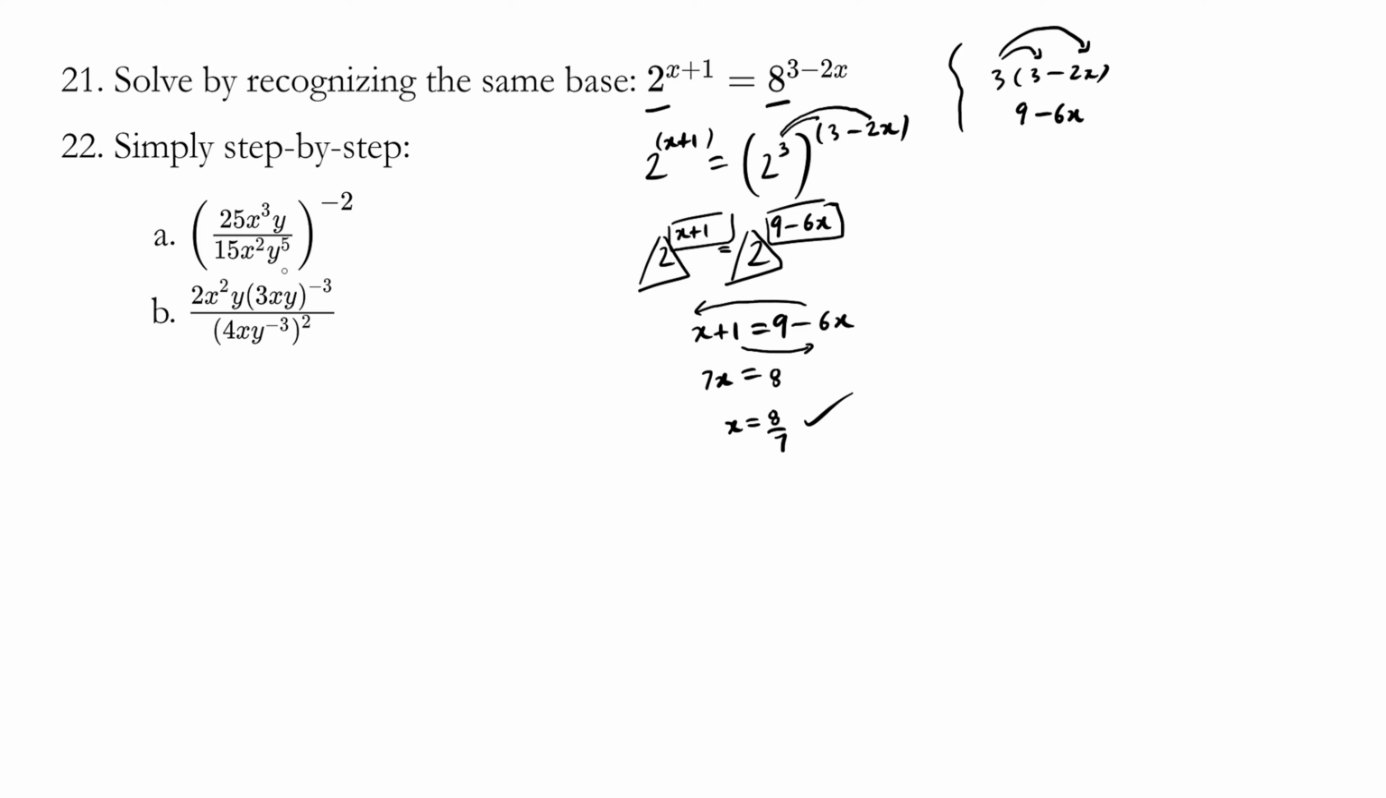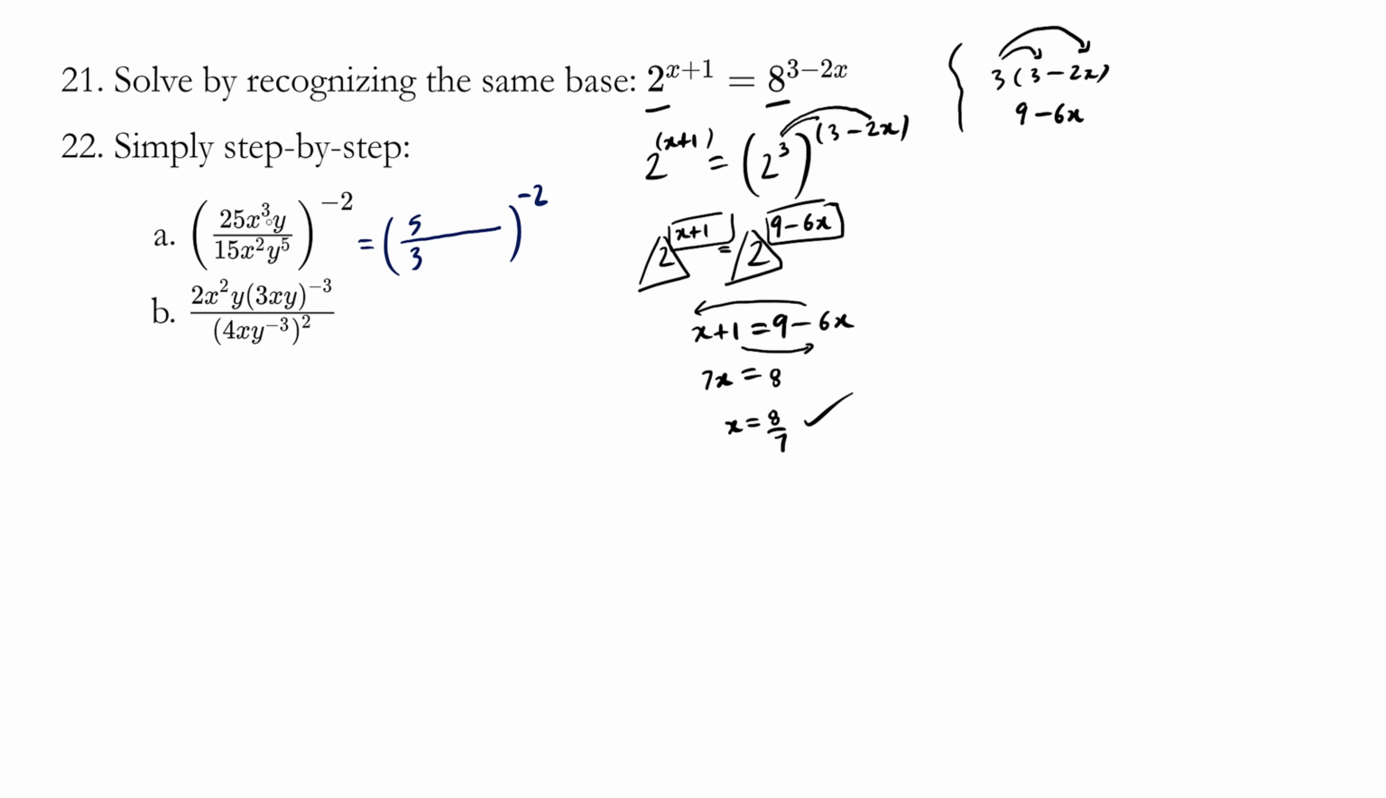Okay, now let's work on 22a. There are many correct ways of doing this. You can clean up the insides first. You can even change the negative 2 exponent and flip the numerator and denominator. I'm just going to clean up the inside first. So what we have here is something to the exponent negative 2, and we have a fraction. 25 divided by 15, we're going to divide by 5. It's going to be 5 over 3.